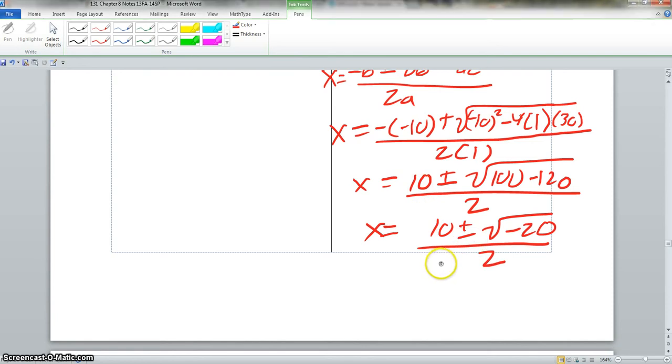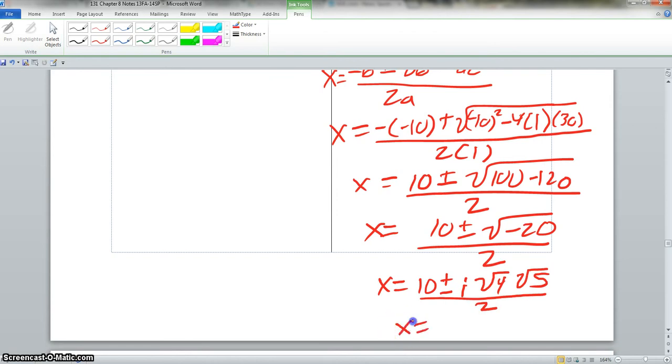Okay, class, picking up where we left off, we have 10 plus or minus the square root of negative 20 over 2. Now, we know with this square root of negative 20, we could pull out i. So we have 10 plus or minus i, but we do have a perfect square in 20. The highest perfect square in 20 is 4, and we will have 5 left over, all over 2.